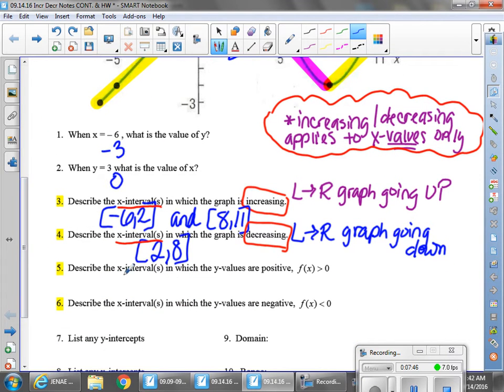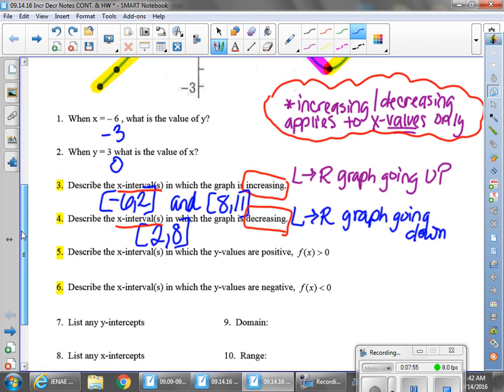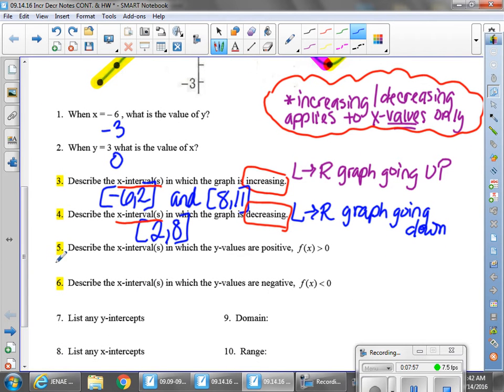Describe the x intervals in which the y values are positive. Now this is an interesting question. So for numbers 5 and 6, this is the same question, but instead of positive, what is it asking? Negative. Okay. What's another way of saying f of x?